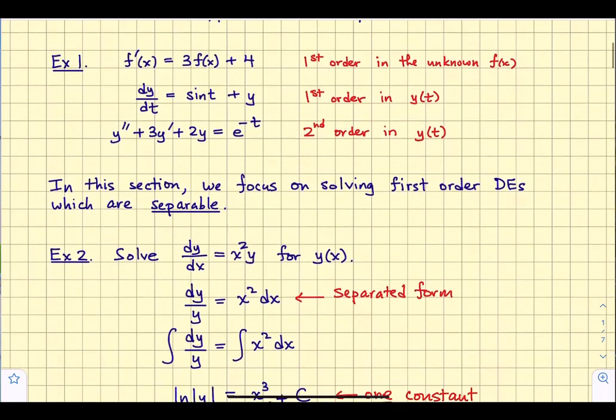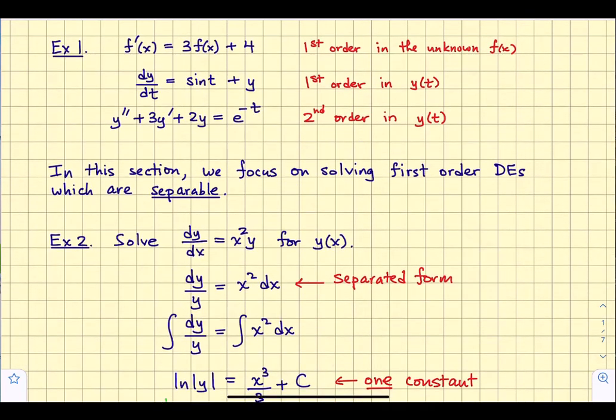Let's look at some examples. If you had f prime of x equals 3 times f of x plus 4, this is a first order equation in the unknown f of x. On the other hand, dy over dt equals sine t plus y is a first order differential equation in the unknown y, or y of t. And lastly, if you had y double prime plus 3y prime plus 2y equals e to the minus t, that's a second order differential equation in the unknown y of t.